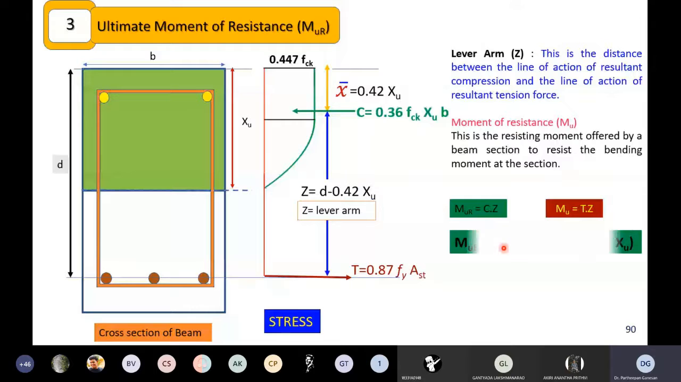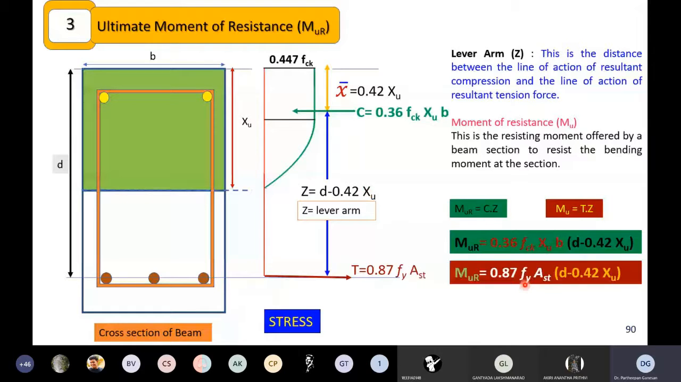So your moment of resistance is equal to, if you substitute for C is equal to 0.36 FCK XUB, into Z is D minus 0.42 XU. This is here. Or you can have MUR is equal to 0.87 Fy into AST, that is for T, into Z is D minus 0.42 XU. So it's a very simple one.